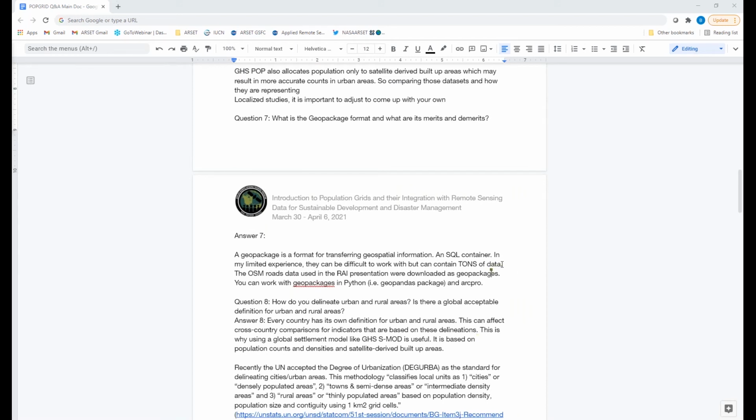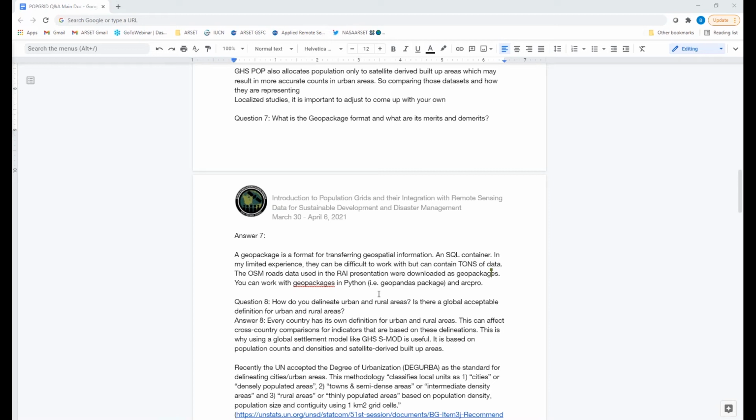James, maybe you want to chime in since you have the most experience working with that for our project? Yeah, so I wrote this little answer. I worked with GeoPackages for the project that Linda presented on the RII. So it's like another format for transferring geospatial information. It's like an SQL format, so if you're familiar with that, it's pretty easy to use.